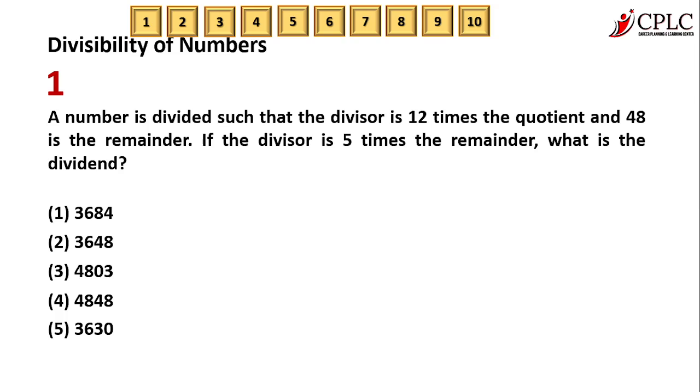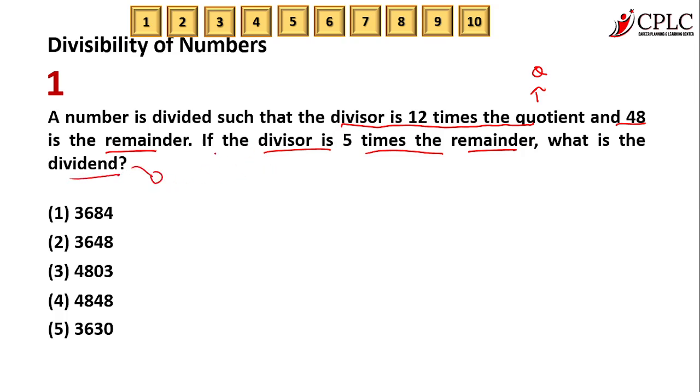Okay, so I hope you have tried this. Let's discuss the question, which says a number is divided in such a way that the divisor is 12 times the quotient. Now I do not know the value of the quotient, so let me assume that as q, for example. Then they have said that 48 is the remainder, and the divisor is 5 times the remainder. So the same divisor which is 12 times the quotient is also 5 times the remainder. Then what is the dividend?